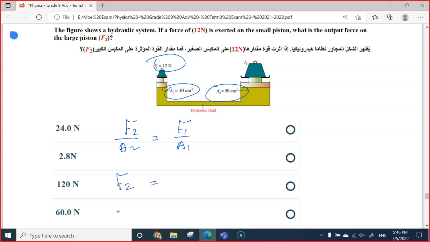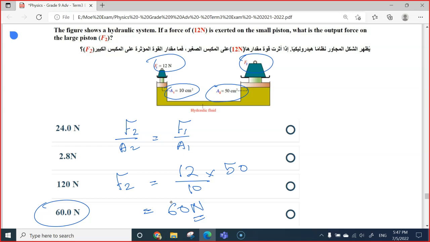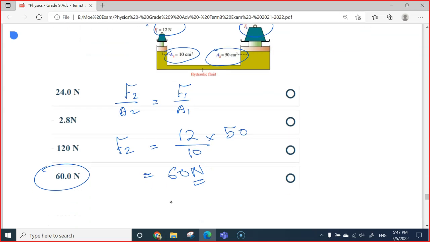F2 is equal to F1 divided by A1 times A2. Here F1 is 12 Newton and the area A1 is 10, multiplied by A2, the value of A2 is 50. When you do the calculation, you will get 60 Newton. So 60 Newton is the force acting on the larger piston.